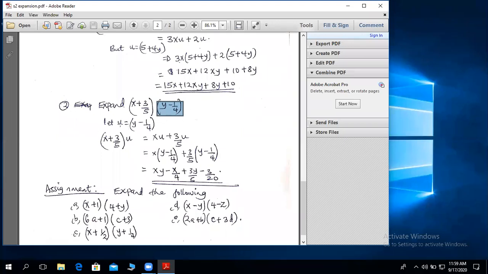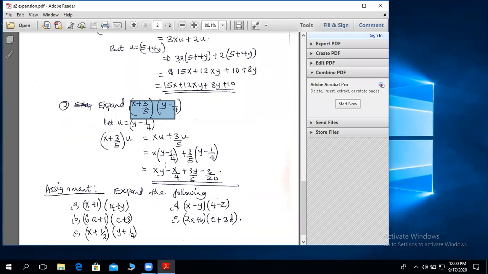That means this expression now becomes x plus 3 out of 5 into u, because u is y minus a quarter. So when I open bracket, it becomes xu, then plus 3 out of 5 u. But u is y minus a quarter, so I just substitute. Where there is u, I put y minus a quarter. Then finally, I open the bracket.